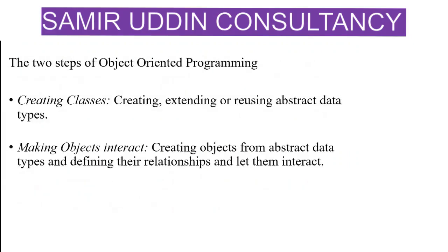What are the two steps of object-oriented programming? Of course, the first step is creating classes. Without creating classes, you cannot incept objects. Creating classes means creating, extending, or reusing abstract data types. Then, making objects interact: creating objects from abstract data types, defining their relationships, and letting them interact. Once we have reached an understanding of what a class is and what an object is in the object-oriented programming world, we can go further deep into the concept.